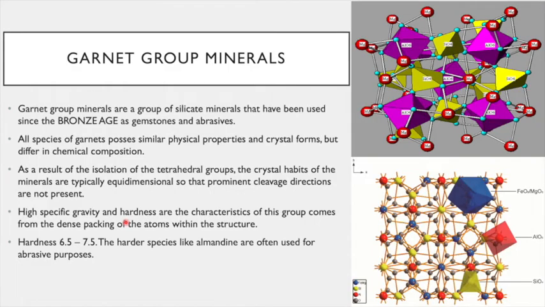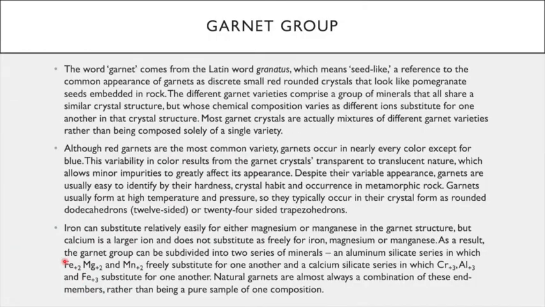Let's go back to the same slide. Now, high specific gravity and hardness, as I told you earlier, are the characteristics of this group, and come from the dense packing of the atoms within the structure. They are densely packed and arranged with other atoms. Hardness ranges from 6.5 to 7.5. The harder species like almandine are often used for abrasive purposes.